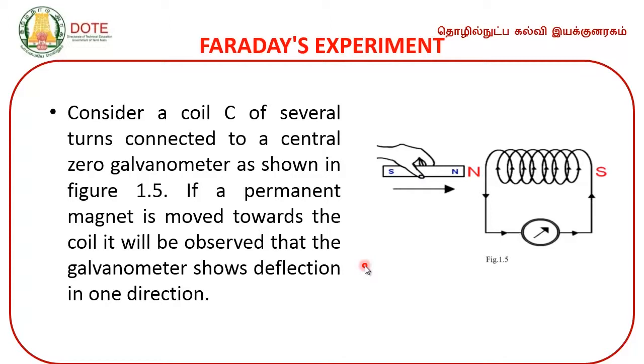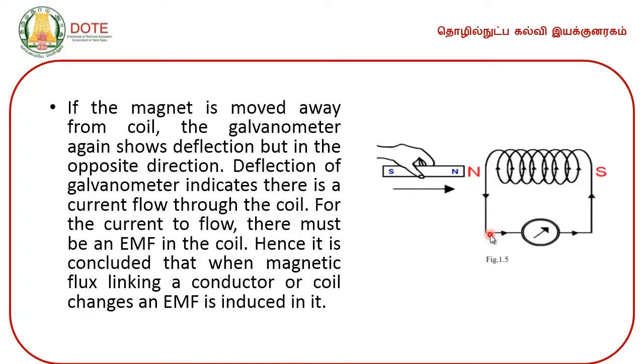If a permanent magnet is moved towards the coil, it will be observed that the galvanometer shows a deflection in one direction, either this direction or the other direction. If the magnet is moved away from the coil, the galvanometer again shows a deflection, but in the opposite direction. The deflection of the galvanometer indicates that there is a current flow through the coil. For the current to flow, there must be an EMF in the coil. Hence, it is concluded that when magnetic flux linking a conductor or coil changes, an EMF is induced in it.